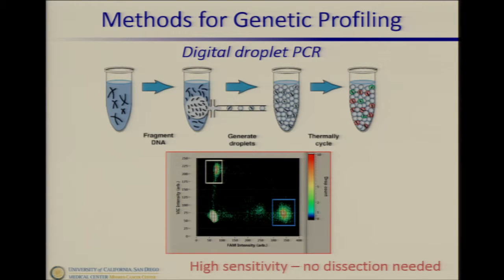But again, this method is very low throughput. It only allows you to interrogate one gene at a time. It's actually even worse. It's one mutation at a time. So you already need to know where to look, okay?